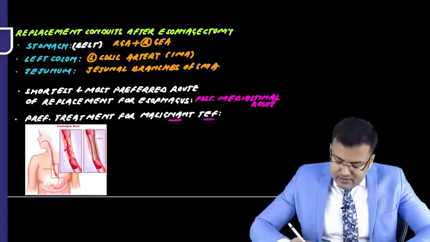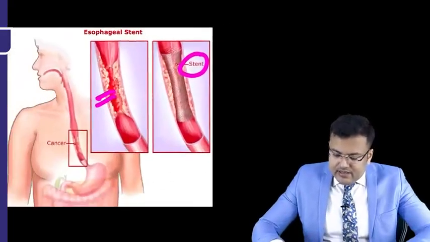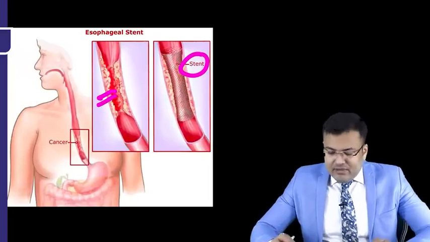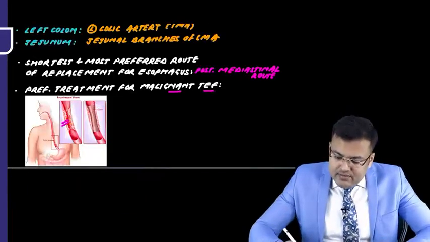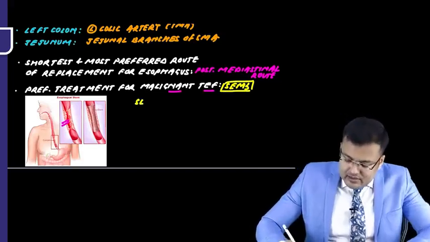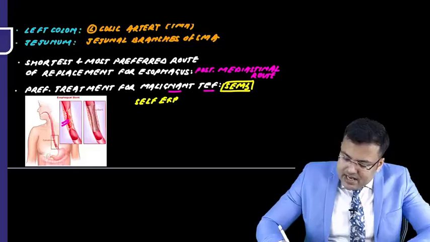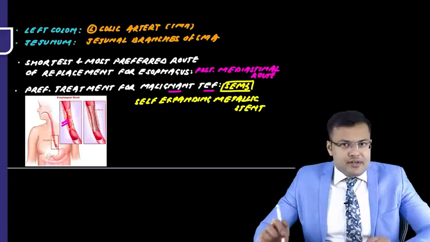Now, what is the preferred treatment for malignant tracheoesophageal fistula? If the patient has a malignant tracheoesophageal fistula, here you can see what we are inserting. We are inserting the stent. This is SEMS, self-expanding metallic stent. Clear? So self-expanding metallic stent is the preferred treatment for malignant tracheoesophageal fistula.